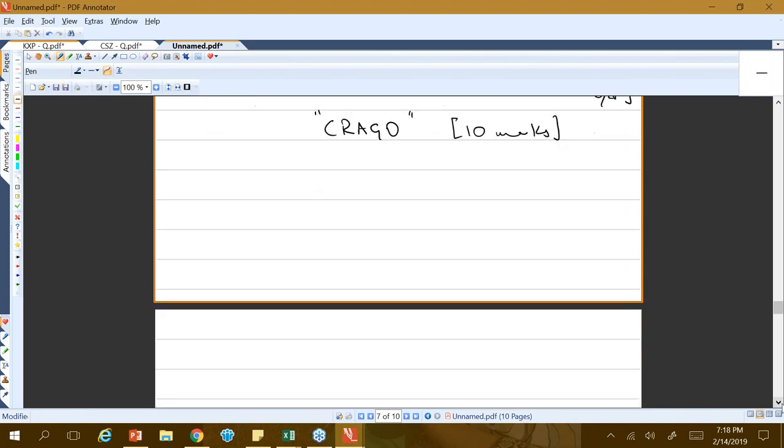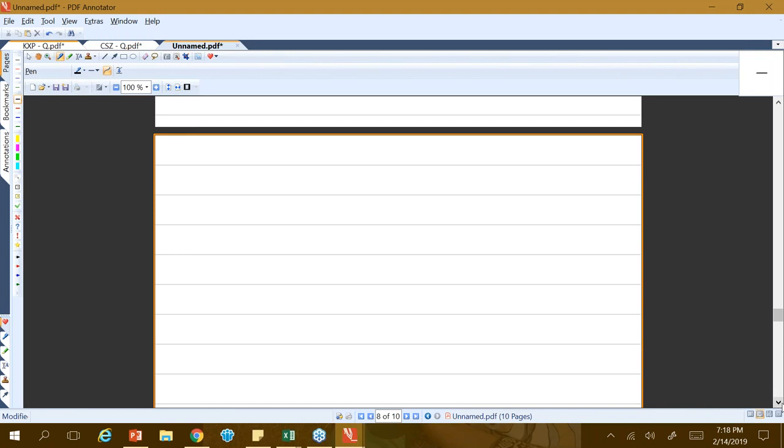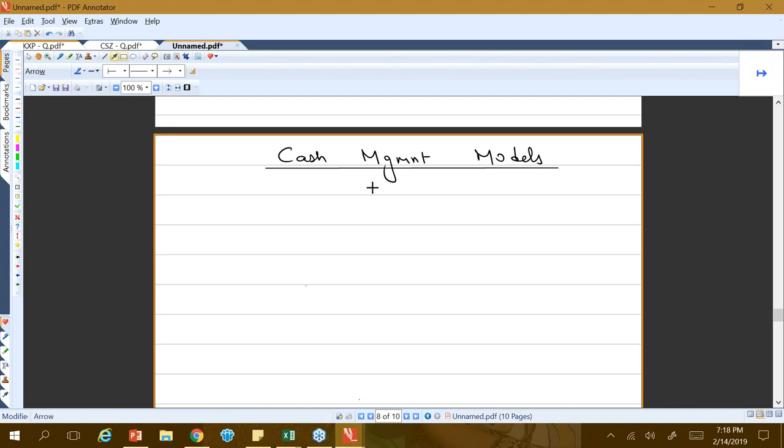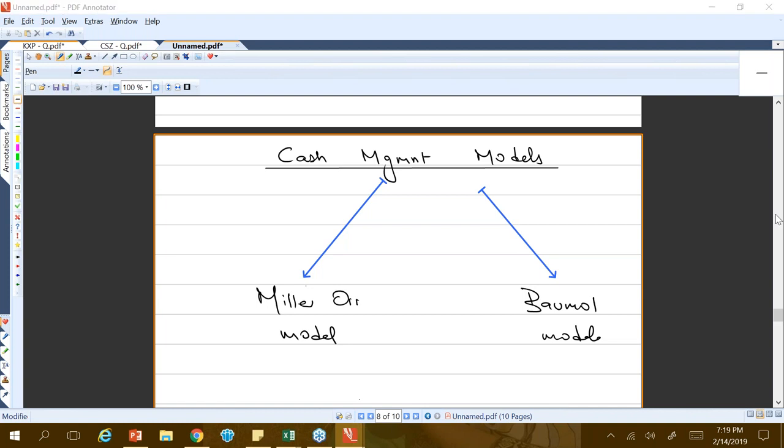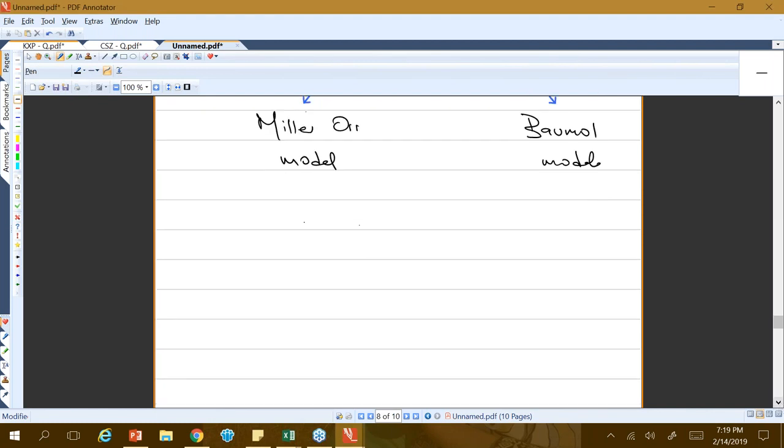Let's just also do something on the cash management models. What we're looking at here are two models, which are the Miller-Orr model and the Baumol model. In terms of the Miller-Orr model, let's just focus on that first.